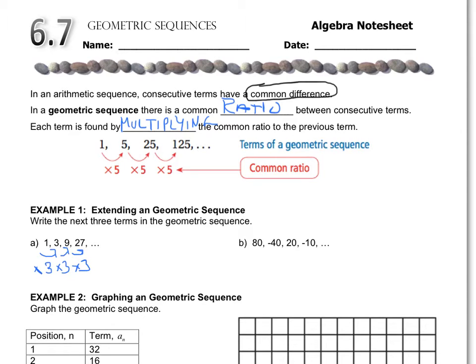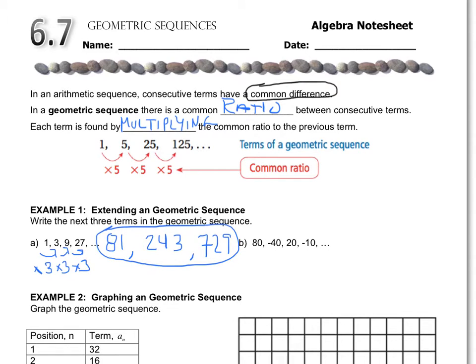Obviously, sometimes you can look at it and say, oh, 1 times 3 is 3. The best way to figure it out is think of the second term divided by the first term to help figure out what is the multiplication part. So to extend this, I would then just say times 3 more times basically. And my next term in the sequence would be 27 times 3, which is 81. 81 times 3 is 243, and 243 times 3 is 729. So that would be the next 3 terms in that sequence.